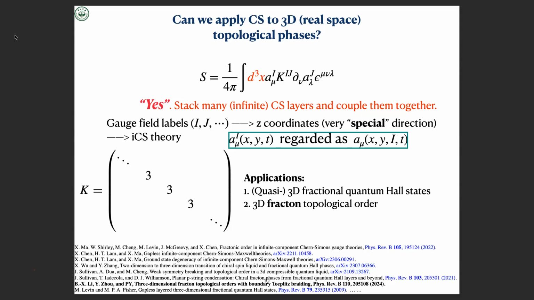In fact, this line of thinking comes from the construction of the quasi-3D fractional quantum Hall effect many years ago, maybe in this famous paper by Michael Levin and Fisher, as far as I know. And recently, people reuse this line of thinking to study the so-called 3D fracton topological order. I need to explain what a fracton is and what a 3D fracton topological order is.